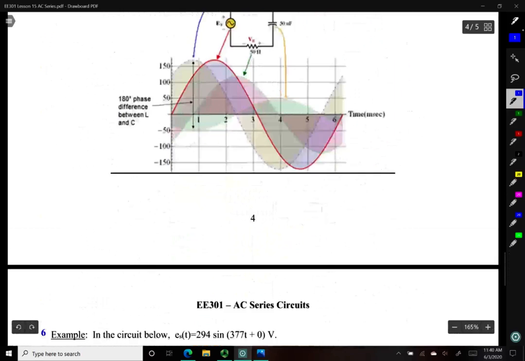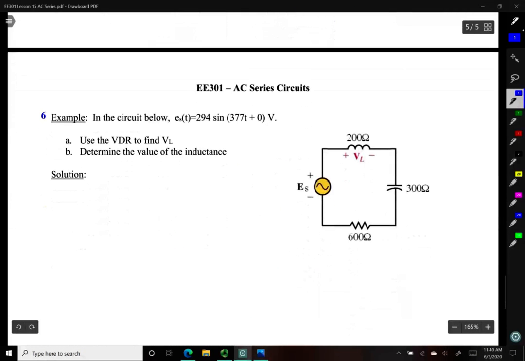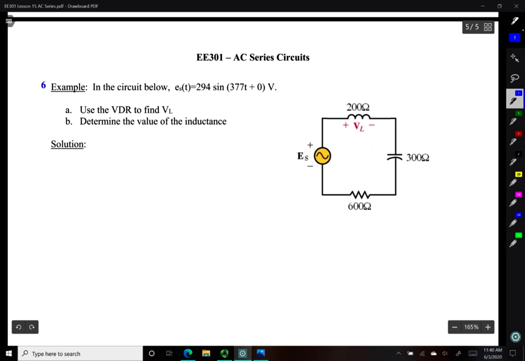Scroll down right here. Alright, in this problem we have a set of series impedances connected to a voltage source, and it asks us to use the voltage divider rule to find the voltage of this inductor right here. Okay. And then once we've done so, to determine the value of that inductance. Alright, so we analyze the circuit.